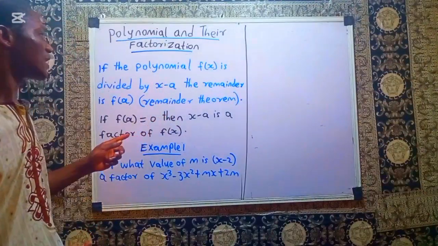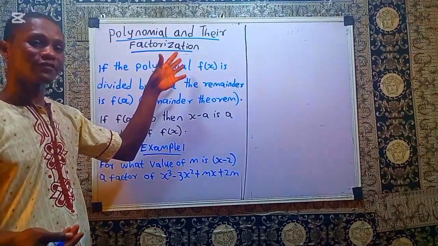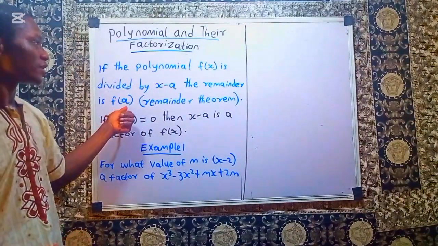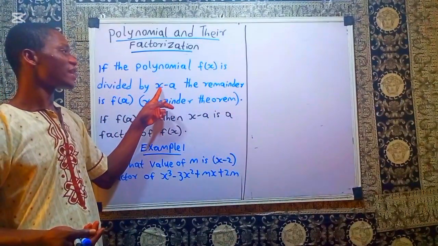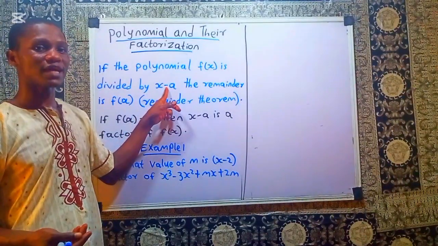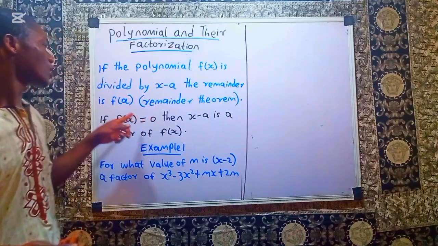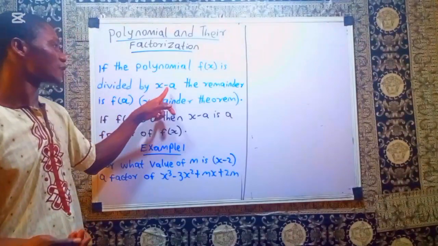So we are saying that the remainder after your division will be f of a. So you are going to change the sign. Remember here we have x minus a, but if you change the sign here, it will be what? Plus. So you are going to have f of what? a instead of f of minus a.